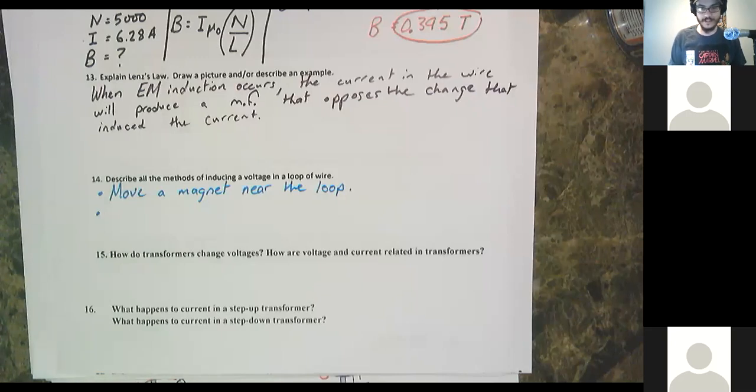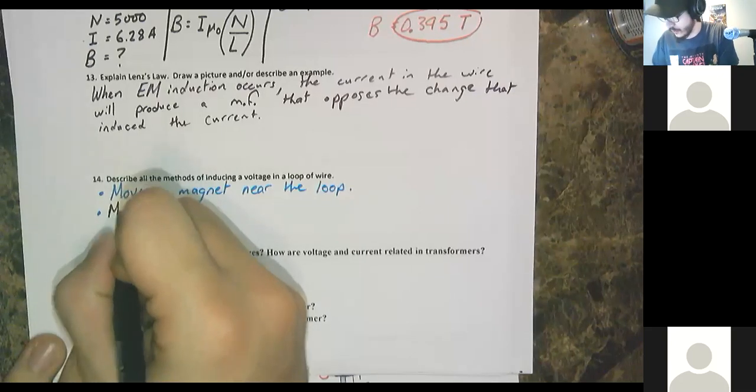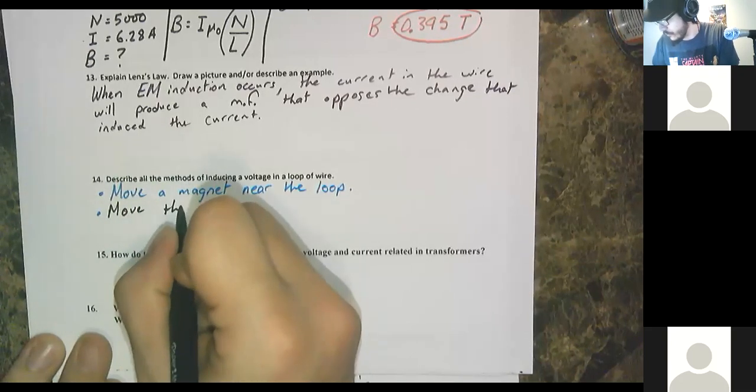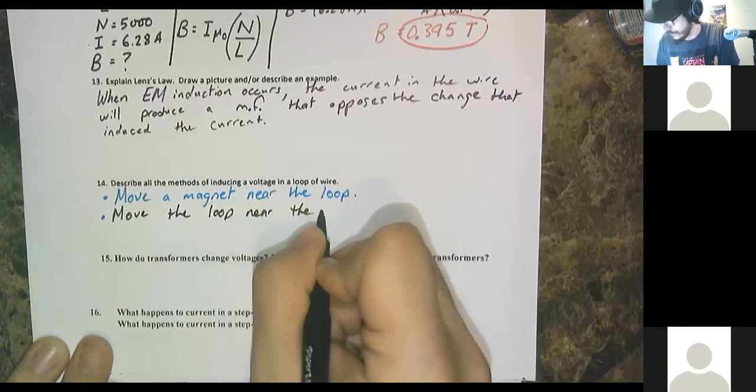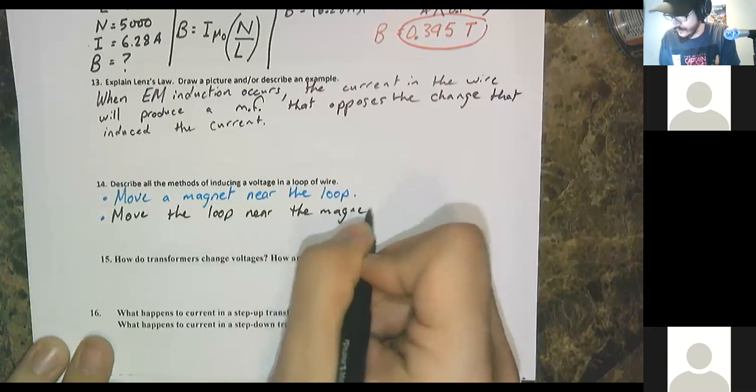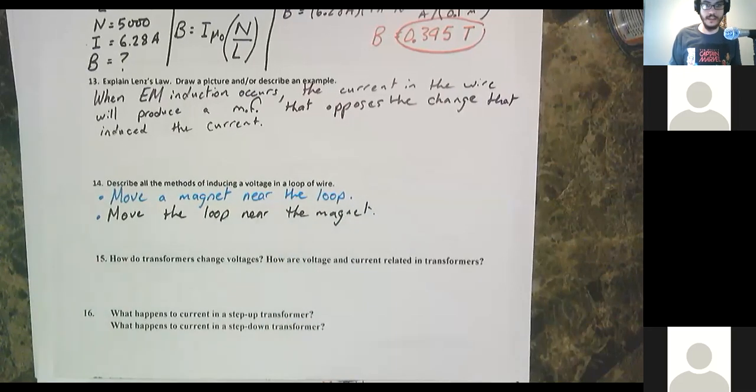All right, we got a response in the chat. Let me see. I am bad at using my mouse with this weird claw grip. Move the loop near the magnet. Joel is completely correct. So move the loop near the magnet.